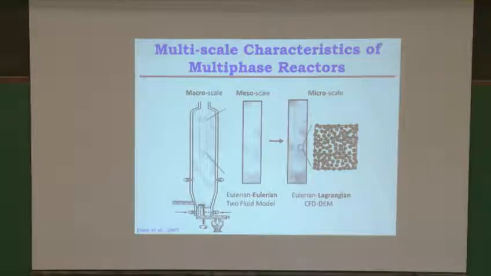So when we characterize multi-phase reactors, we typically do it on the scales as shown here. First, on the macro scale, we have the reactor itself. Then we could go to the mesoscale, where we have Eulerian, two fluid types of models. Or we could go to the Eulerian-Lagrangian type of model, in which we couple the gas flow with the mechanics of solids on the solid level. So there are different approaches that can be used.